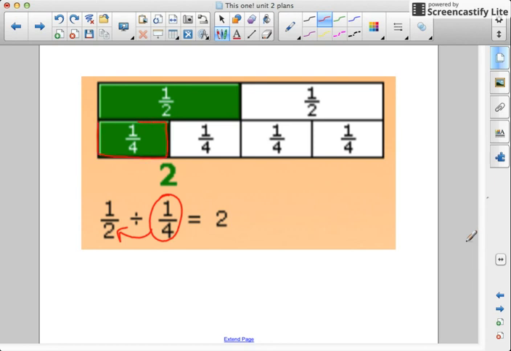This is my group of 1/4. How many groups of those are in 1/2? Well, the answer to that is there are 2 groups, and that's where that 2 comes from.